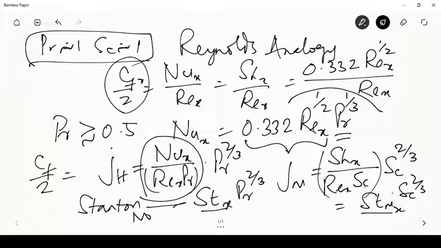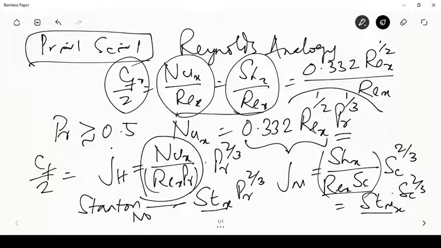So the Colburn-Chilton analogy simply tells you that the Cf by 2, which is the non-dimensional shear stress coefficient, or nothing but the skin friction coefficient, is not equal to Nu by Re or Sherwood by Re, but instead equal to Nu by RePr into Pr to the power of 2 by 3, or Sh by ReSc into Sc to the power of 2 by 3. So this gets replaced by this term, which is Stanton number multiplied by Pr to the power of 2 by 3.